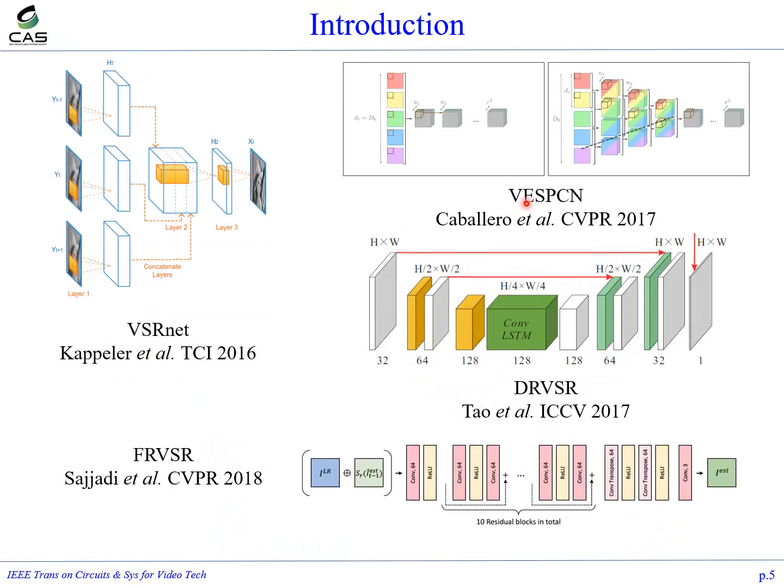VSR-Net and VESPCN merge frames in the beginning and build a network to extract the features. However, their networks are too shallow and cannot extract deep features. DRVSR adopts the convolutional LSTM layer to fuse the temporal information. Nevertheless, a single memory layer does not have a robust memory ability. Although FRVSR builds a deep network, it is based on a single-channel design and is still limited in performance.